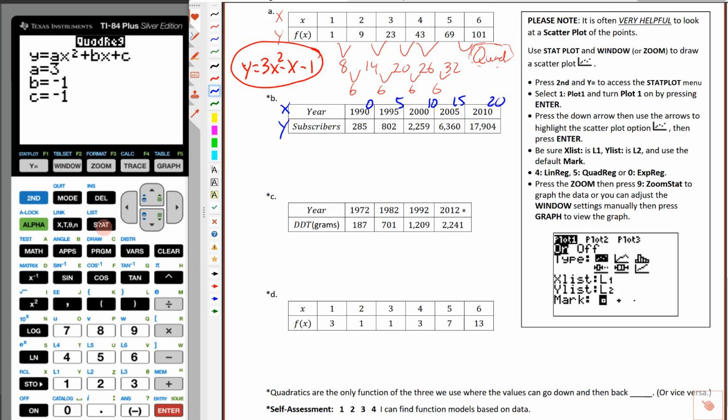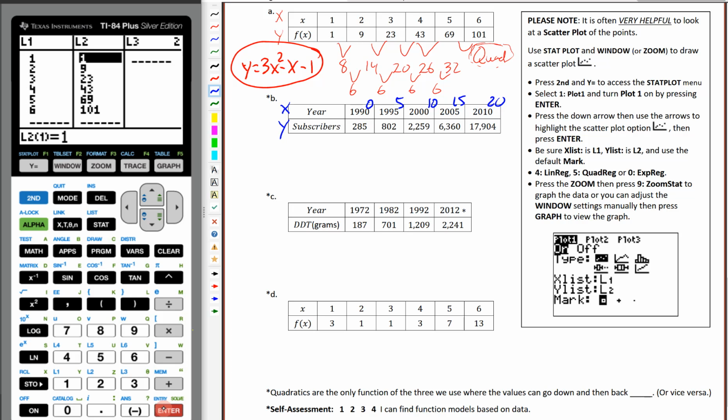So we're going to go back here, hit Stat, and edit. I'm going to hop up on L2, and I don't hit delete, I hit clear, and then I hit enter, and it wipes that out right there. So hop over on L1, we can see that list down there. We're going to hit clear, and we're going to hit enter. So we're going to type in 0, 5, 10, 15, and 20. And we got those in there.